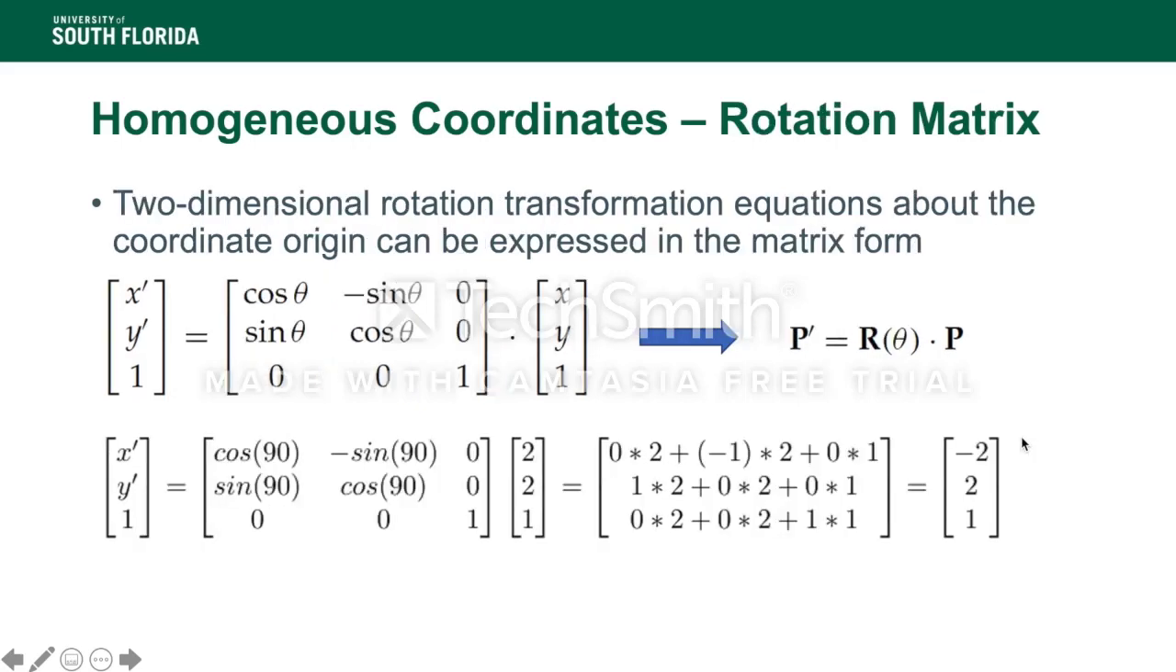In the case of a rotation matrix, the two-dimensional rotation transformation equation about the coordinate origin can be expressed in matrix form. We can observe that the first two columns and first two rows correspond to the original rotation matrix. In this case, the values in the column for a shift, or translation, are equal to 0, except for the one in this column. Again, in the bottom part, we have an example that you can check as a simple test.